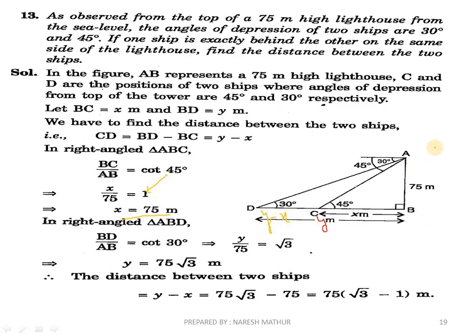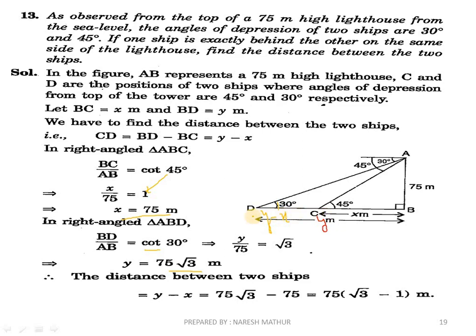Now in triangle ABD, we can take angle 30. So we can take either cot or tan. Here we are taking cot. Cot 30 equals to base upon perpendicular. It means y by 75 equals to root 3, because we are taking y as complete BD. So y equals to 75 root 3.